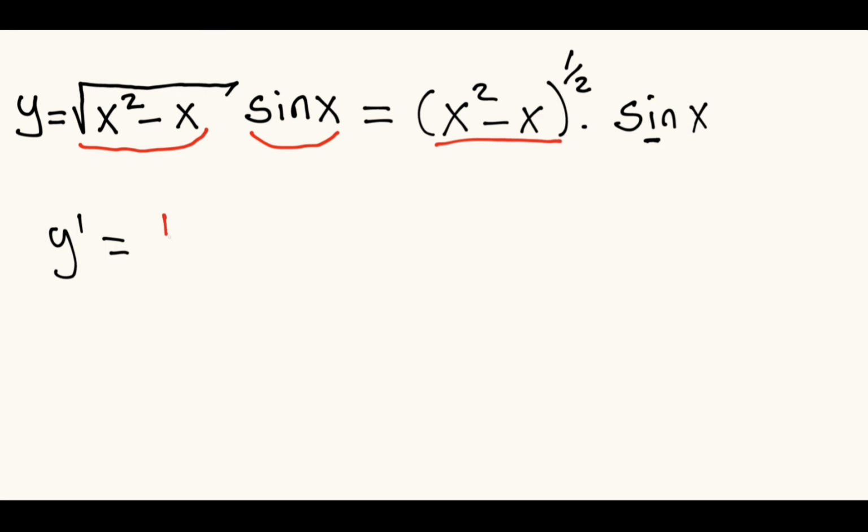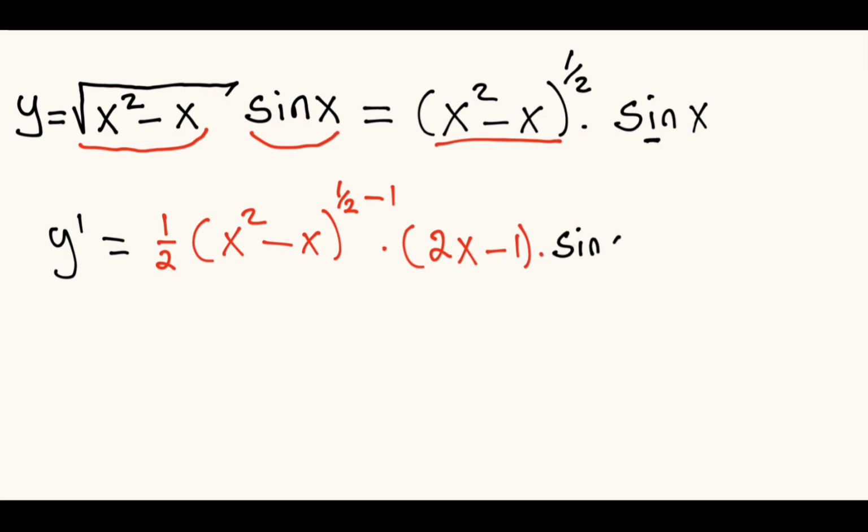So we multiply by the exponent and we write the inner function as it is: 1 over 2, and then we subtract the 1. From here we differentiate the inner function x squared minus x. The derivative of x squared is equal to 2x, and the derivative of x is equal to 1, and we multiply this by sine x, plus the derivative of sine x, which is equal to cos x, and we multiply this by x squared minus x raised to the power 1 over 2.